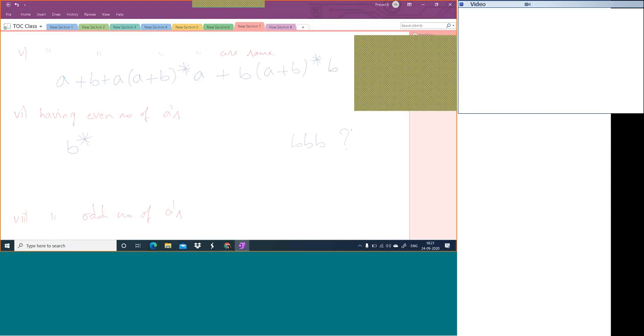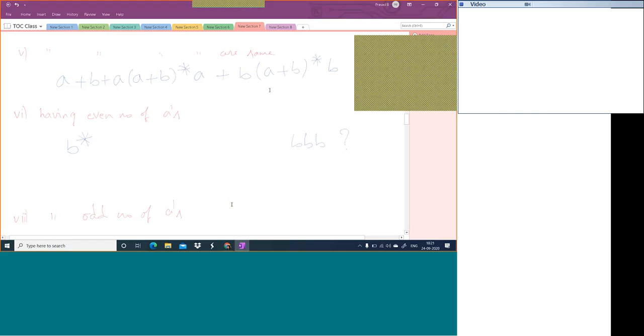In this triple B, how many A's are present? 0 A's means even number. Okay, so I want only B's. Yes, from this you will get only B's. Epsilon you get, single B you will get, B square, B cube, B power 4, and so on. So only B's, B star will give. Okay.